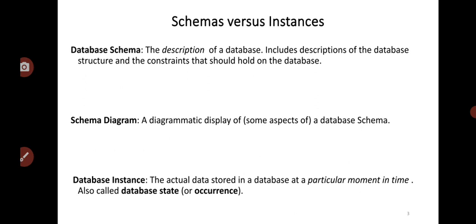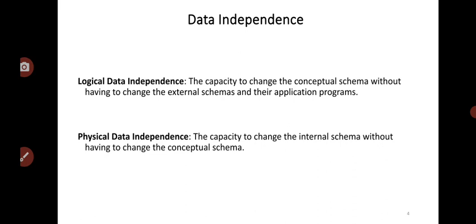Database instance. The actual data stored in the database at that particular moment of time is called a database instance or occurrence. For example, there are 10 student records stored in the student database, and after 1 hour it has been raised to 25. Then the data instance at the first hour will be 10 and the data instance at the current time will be 25. It will tell us the number of records present at that particular time, and that describes the database instance.